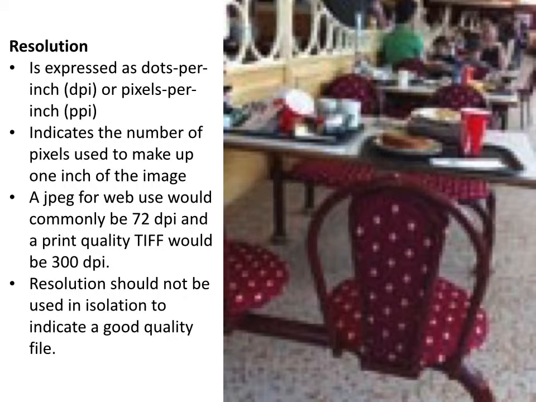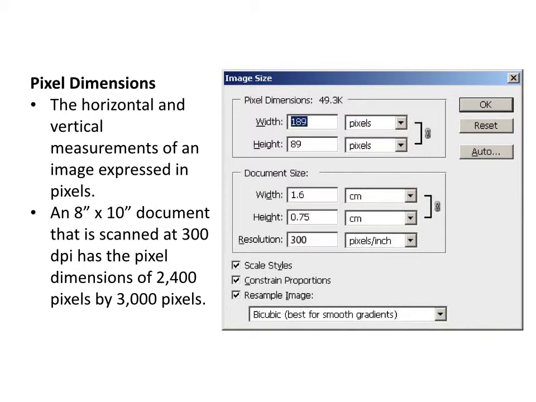dots per inch. Resolution should never be used in isolation to indicate good quality. A file could be 300 dots per inch but still only be 1 inch square, so that would still not be printable at an A4 size. The pixel dimension must be considered alongside the dots per inch.